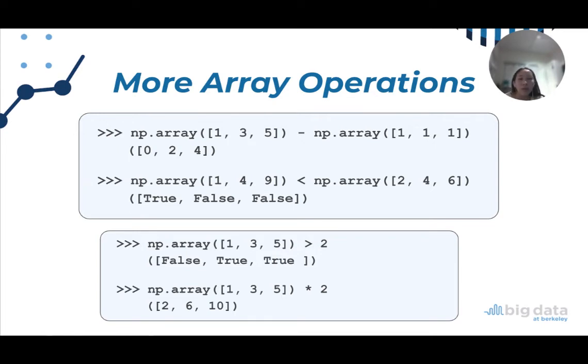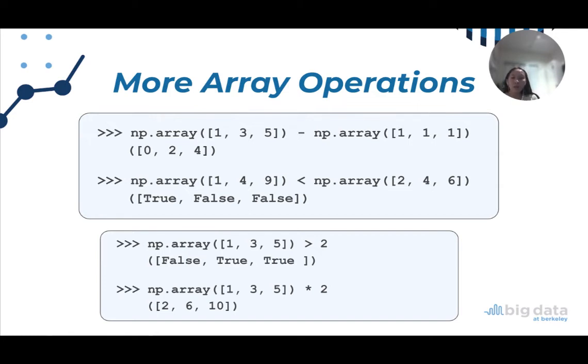And finally, we don't actually need arrays of the same size. We can also just use constants like before. So np.array([1,3,5]) is greater than 2 compares 2 with all those values of before. So 1 is greater than 2 is false, obviously, since 1 is less than 2. 3 is greater than 2 is true, so it outputs true, and 5 is greater than 2 is true, so it outputs true as well. So our resulting array would be false, true, and true.